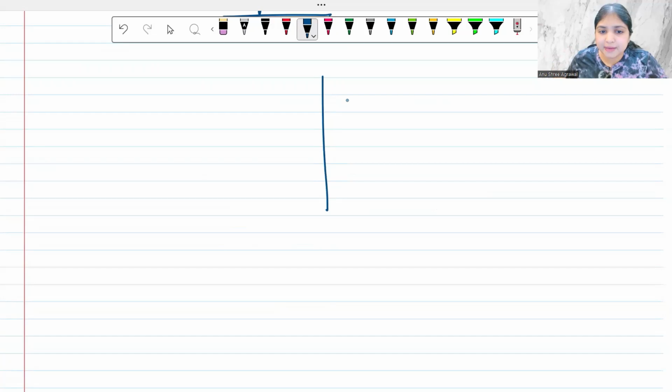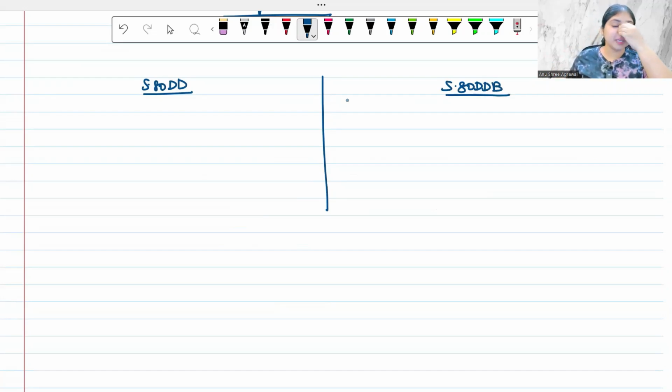Let's try to compare section 80DD and 80DDB. Of course, they're not going to ask you to do these comparisons in the examination, but if you've done these comparisons beforehand, then in the examination, you won't get mixed up or confused between these two sections. So point number 1, 80DD is for cases where there is disability.